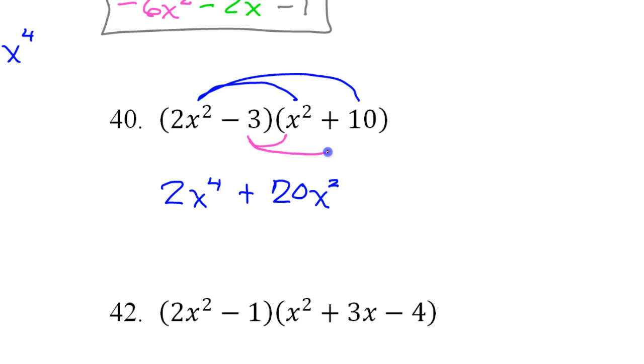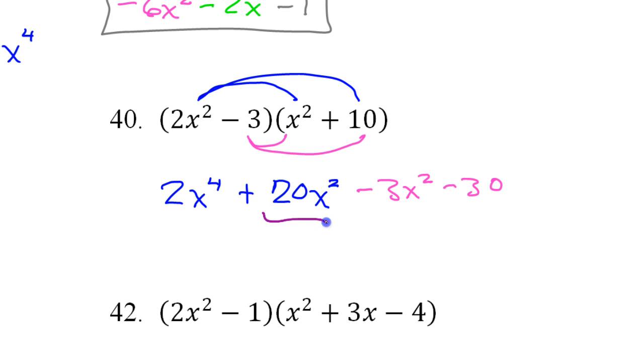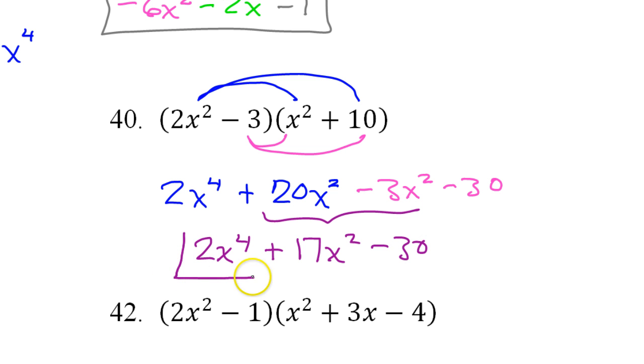now we will distribute the negative 3. Negative 3 times x squared is negative 3x squared. Negative 3 times 10 is negative 30. Okay, and these are like terms, so I will have 2x to the 4th power. 20 minus 3 is 17, so this will be plus 17x squared, and then the minus 30. So that would be the answer to number 40.